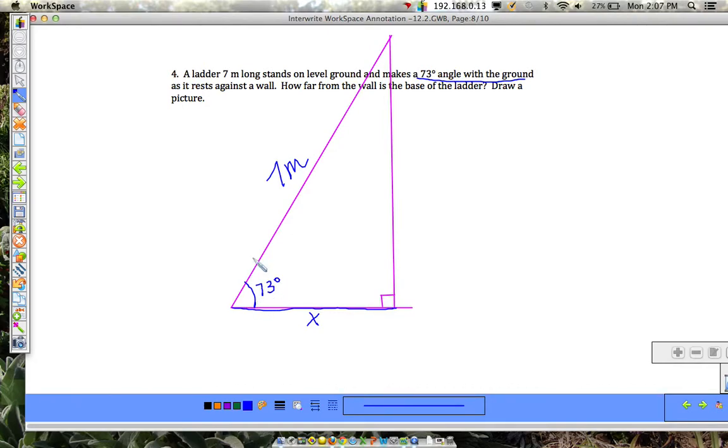So now I set up my picture. I drew my right triangle. I've got an angle and one side, so that means I can solve for a missing side. Which trig function am I going to use? X is the adjacent side, 7 is the hypotenuse. If I think of SOHCAHTOA, adjacent and hypotenuse, that's going to be cosine. So cosine of 73 degrees is going to equal x over 7.